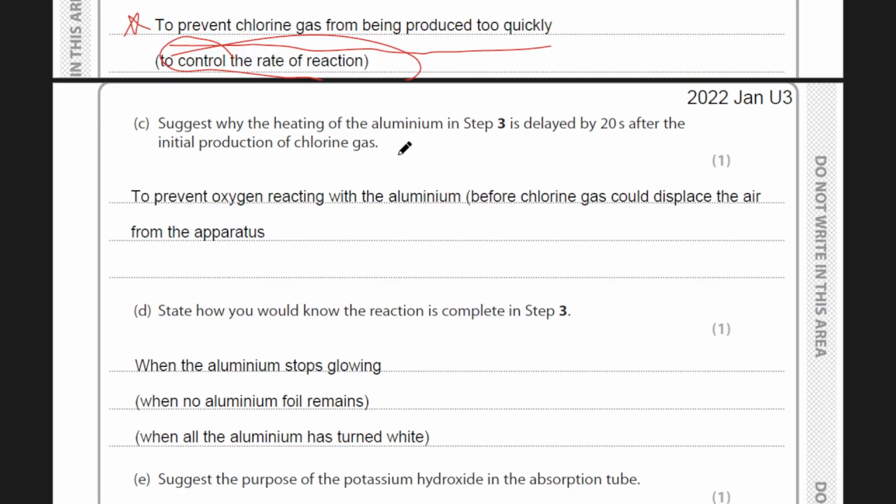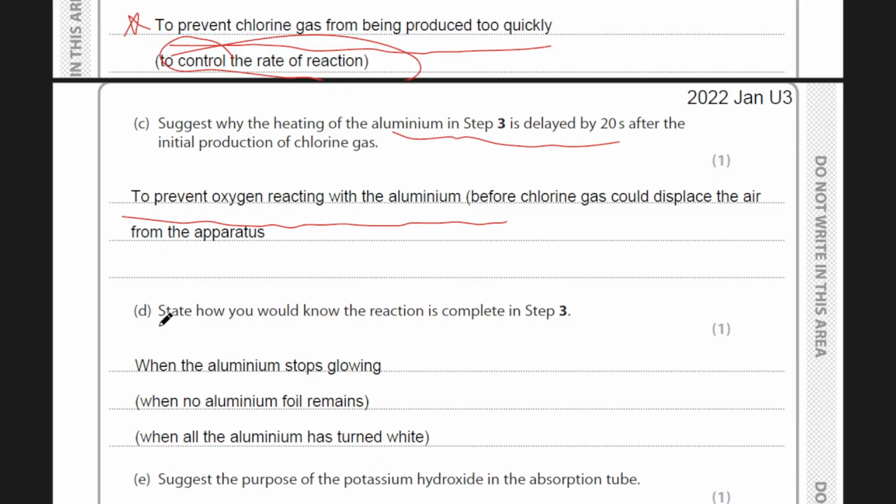Now, moving on, why is the heating of the aluminum in step 3 delayed by 20 seconds after the initial production of chlorine gas? This is to prevent the oxygen reacting with the aluminum before the chlorine gas could displace the air from the apparatus. If the oxygen reacts with the aluminum before the chlorine gas, then the whole reaction will alter and something else will be produced, which we do not want.